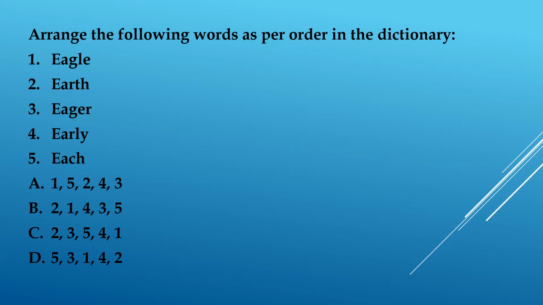Arrange the following words as per the order in the English dictionary. As you can see, 5 words are given to you here and you are supposed to arrange these words in alphabetical order. For this you need to be thorough with the English alphabet, that is your ABCD in sequence. First of all, we'll observe the first letter. We find that the first letter is the same in all the 5 words.